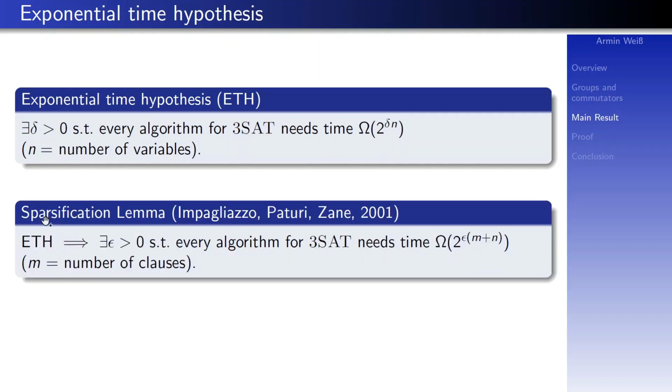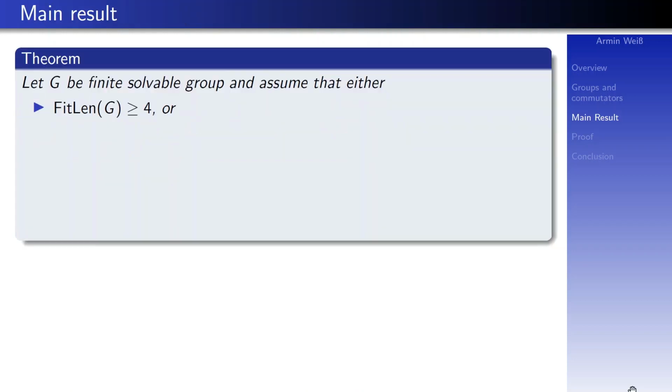And because of this sparsification lemma, we actually can assume that n is also the number of clauses, so that we can assume that the number of clauses is linear. And altogether, that means there is no 2 to little o of n plus m time algorithm for 3-SAT under the exponential time hypothesis. Now we are ready to state the main result.